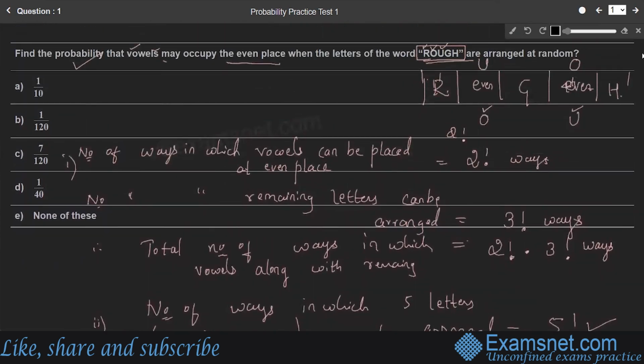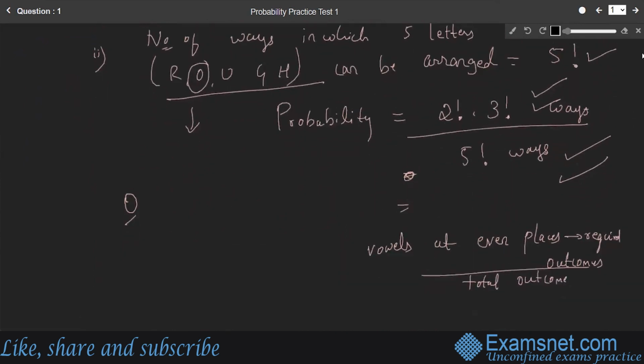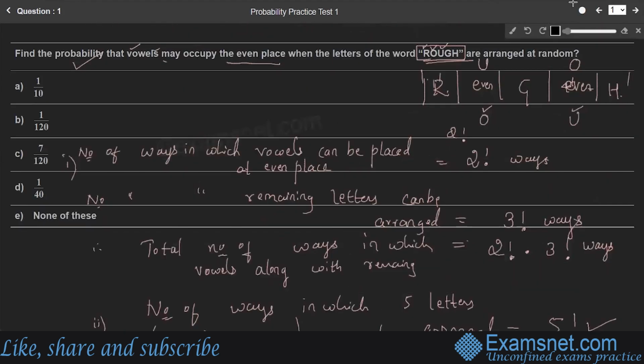Therefore, the required probability is 2 factorial into 3 factorial by 5 factorial. On simplification, 2 factorial is 2, 3 factorial is 6, and 5 factorial is 5 into 4 into 3 into 2 into 1. Here 3 into 2 into 1 is nothing but 6, so 6 and 6 get cancelled. 2 into 2 is 4. Therefore, we have 1 by 10 as the probability. Come back to the question and look at the options. 1 by 10, option A is the right answer.